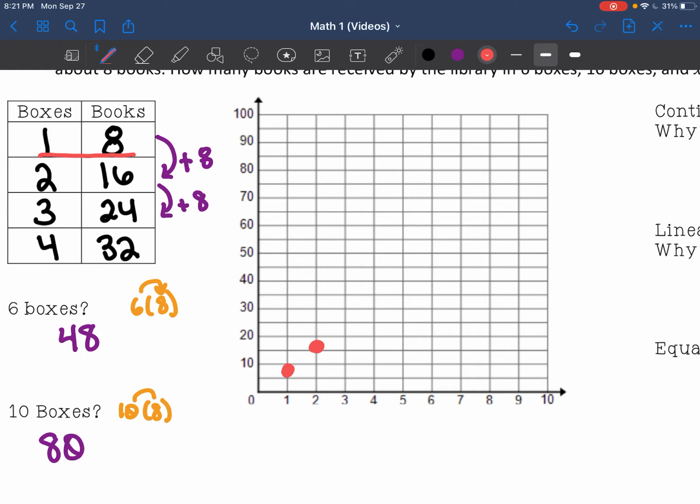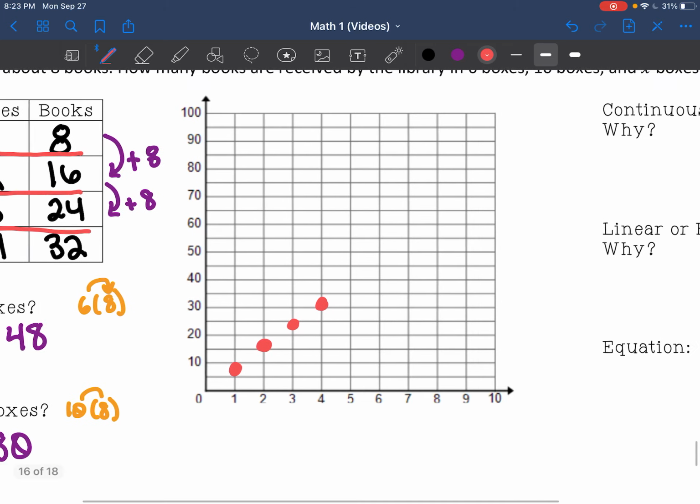Next up, we have 3. So we did 2 and 16. So we have 3 and 24. 3 and 24 is going to be about right here. Then we have 4 and 32. That's going to be about right here. Okay, so we're adding down our table, which means we should have a straight line. And when we look at our dots as they are on our graph here, they do make a straight line. That's good. We have been correct.